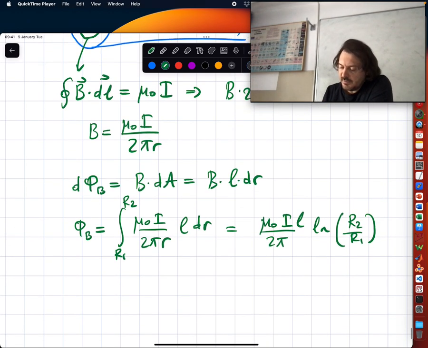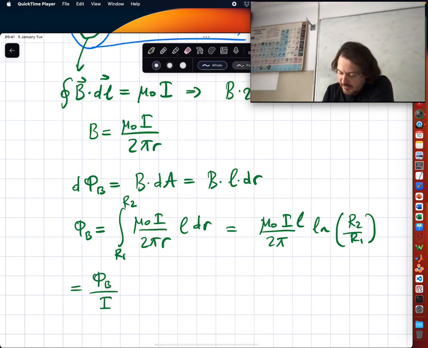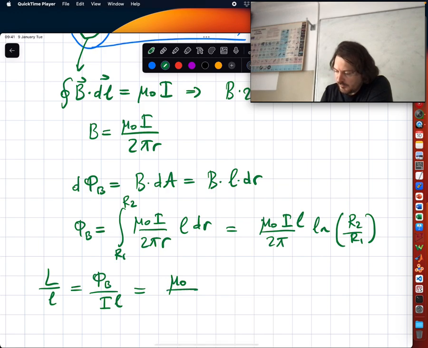So to find the inductance, you need phi B over I. And to find the inductance per length, you need to divide it by L. So you get mu 0 over 2 pi times ln R2 over R1.